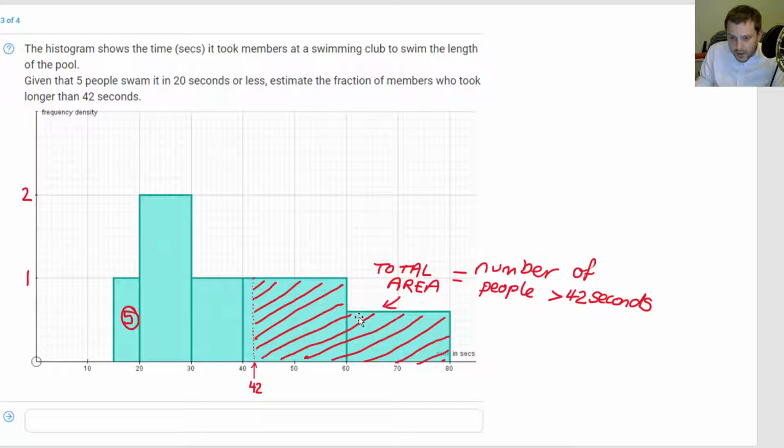Let's just check. They're all quite easy to see how tall they are, except this last one. This last one looks like it's 1, 2, 3, 4, 5, 6. It's 0.6 tall. So I might just make a little note that this last box has a frequency density, a height, of 0.6.